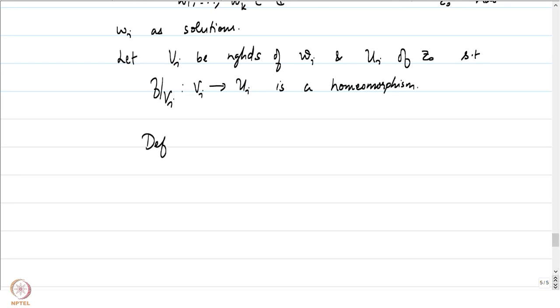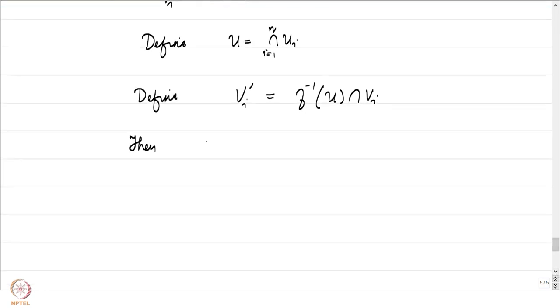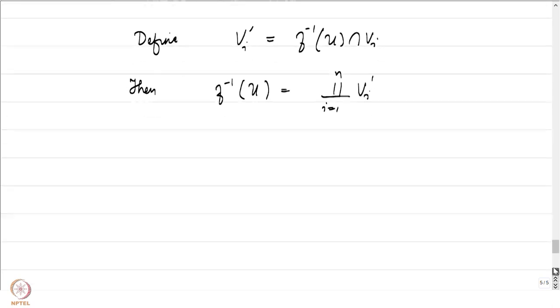And what we will do is define U to be equal to the intersection of the Uis from 1 to n. The fact that there are finitely many helps us. We now have U, which is a neighborhood of z naught, and define Vi prime as f inverse of U intersected with Vi. Then Vi primes are all mutually disjoint, and f inverse of U is going to be a disjoint union of Vi prime for i equal to 1 to n, and when restricted to Vi prime, f is going to be a homeomorphism, and in particular this tells us that f is a covering map.